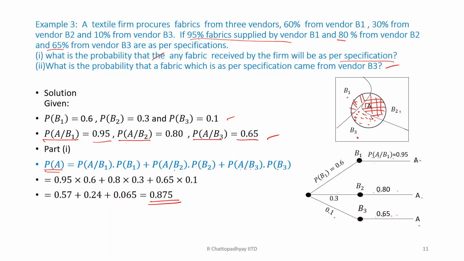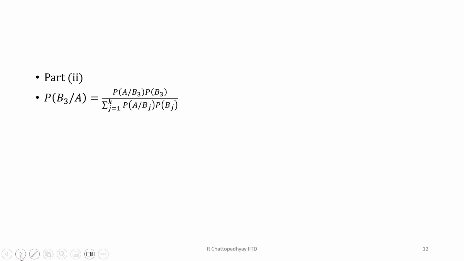Now we go to the next part of this problem. What is the probability that a fabric which is as per specifications came from vendor 3? So how will you write it? Given that it is as per specifications, it is coming from B3. So the way to write it is this, P(B3 given A). Given that it is as per specifications, probability that it is coming from B3.